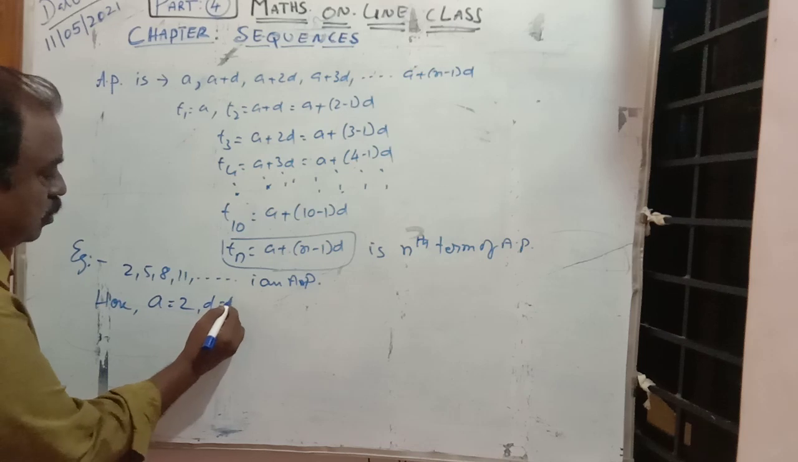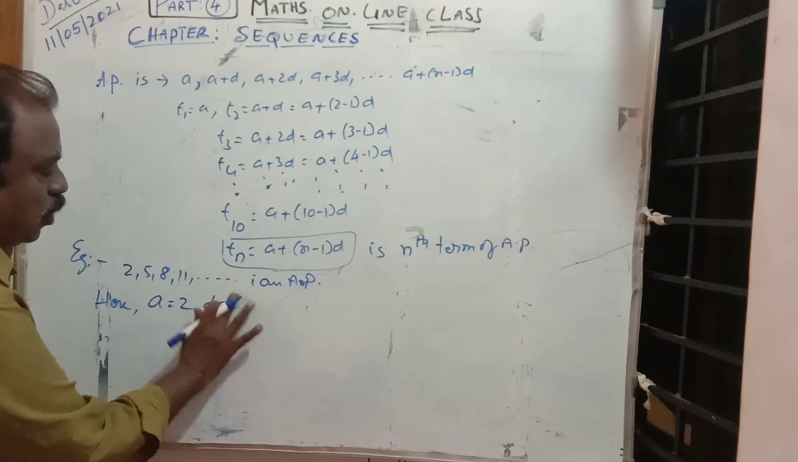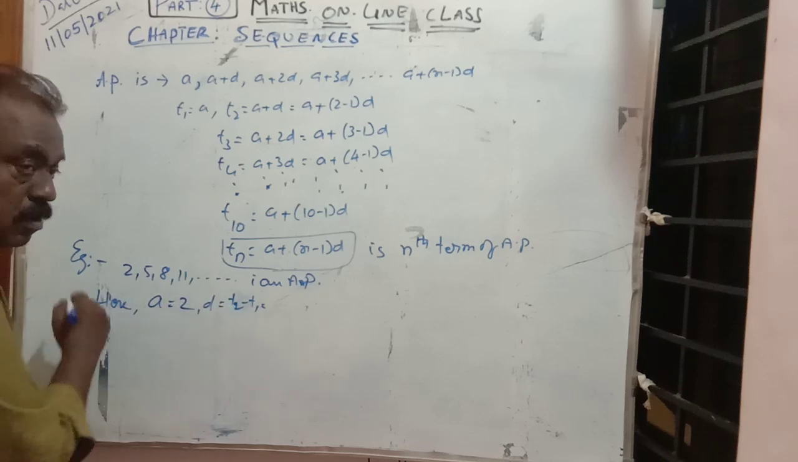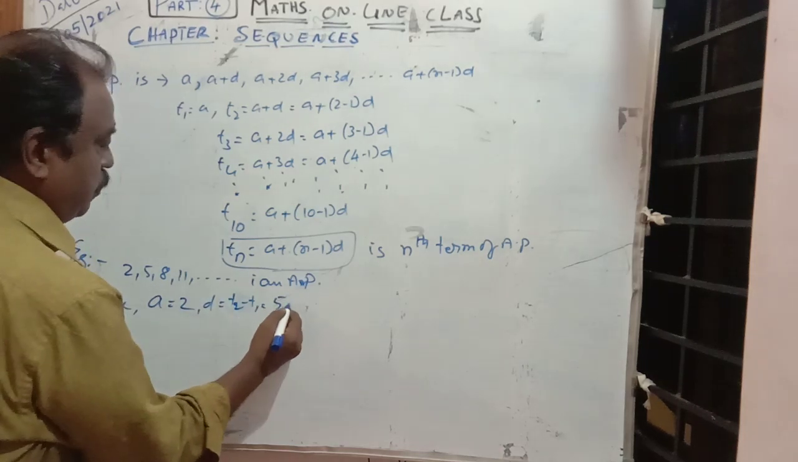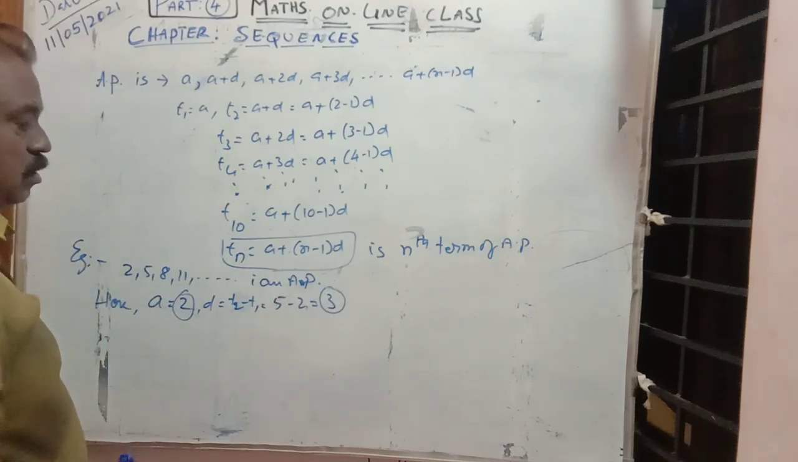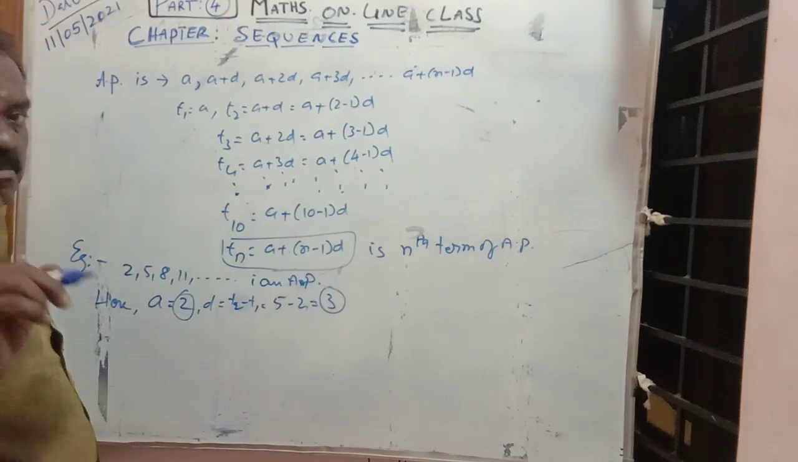And D is equal to, every time you write it, D means T2 minus T1. You take the first pair, that is 5 minus 2 is equal to 3. So this is the D value, this is the A value. First term and D must be needed.